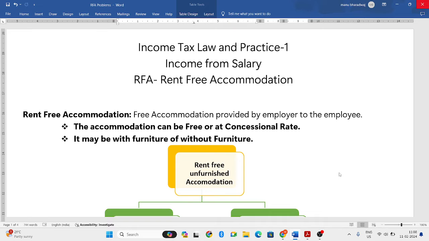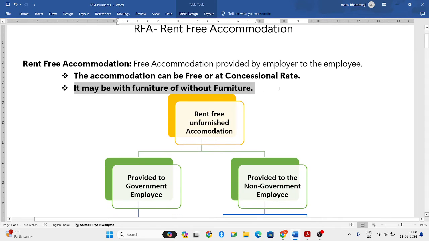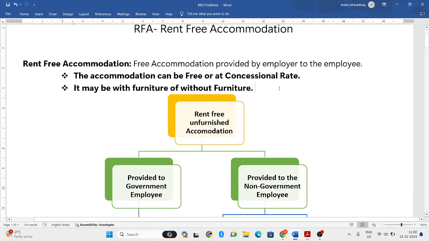Some organizations will give free accommodation and some organizations will give it at a concessional rate. Concessional rate means some part of the money will be deducted from your salary every month as RFA, rent-free accommodation. Some employers may give the house with furniture and some may give it without furniture. Again, those are the two categories we have. With furniture, how we will treat it; without furniture, how we will treat it. In the problems, we'll look into it.